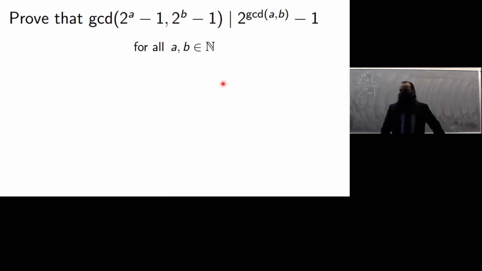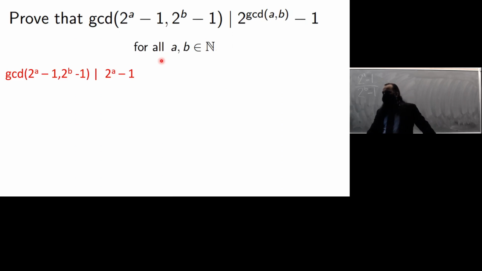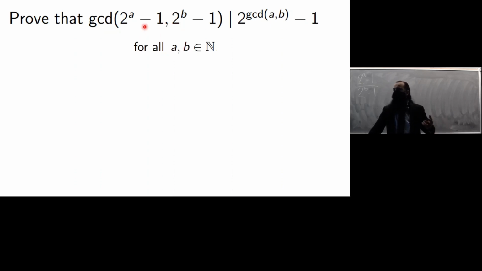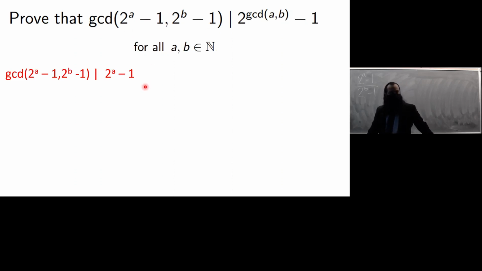Right? Okay, let's go. So the GCD of this and that divides this and that, right? If it's the GCD of A and B, then it divides A and it divides B. So the GCD of this divides 2 to the a minus 1, and that's what I've written there. Now, how can we represent this in terms of congruencies?